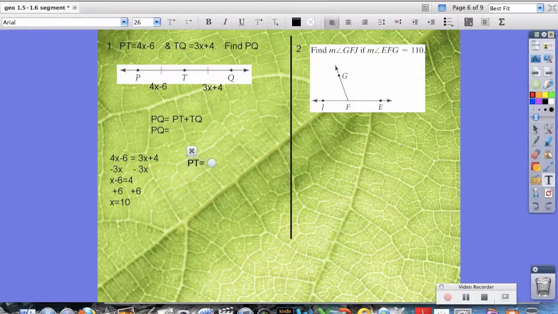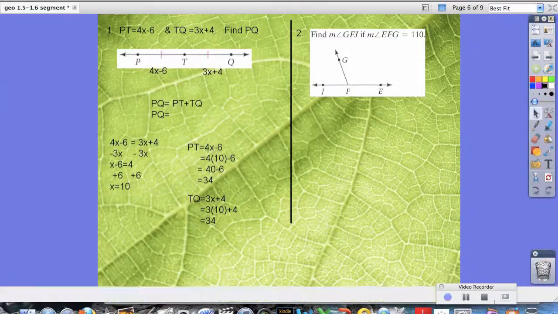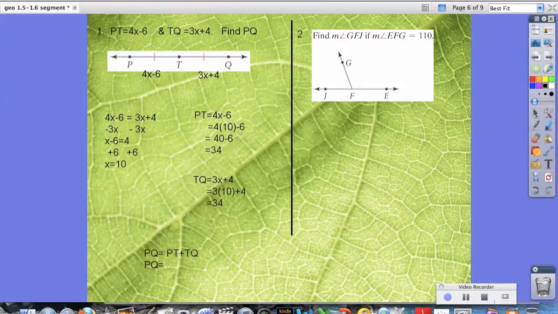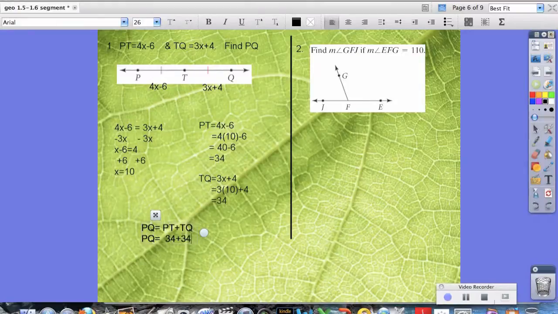So we know that PT equals 4x minus 6. So 4 times 10 minus 6. That's 40 minus 6, which obviously is 34. Now, just to check, PT and TQ should be equivalent to one another, but let's double check it. So TQ equals 3x plus 4. So we have 3 times 10 plus 4, and that's equal to 34. So earlier we used this formula, PQ is equal to PT plus TQ. Now we know that PT and TQ are the same. Therefore, both of them should be 34, leaving us with PQ is equal to 68.